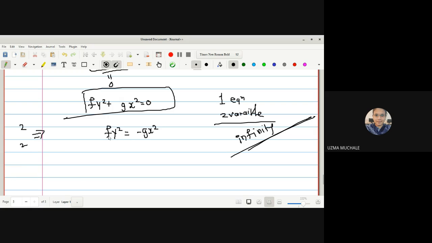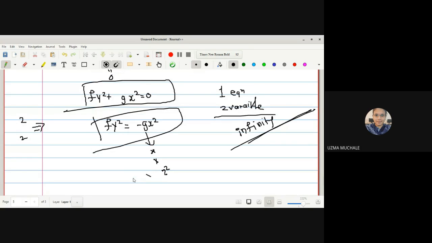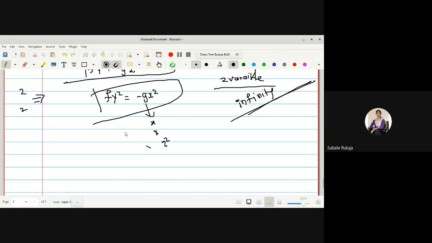Why is this so? Because you can observe in this equation, if I change the value of g, I can assume any value of g. Suppose I assume the value of g as x, there will be some corresponding value of f. If I assume the value of g as y, or say z square, the corresponding values of f will change. So we can find many solutions, and hence it is called infinitely many solutions.